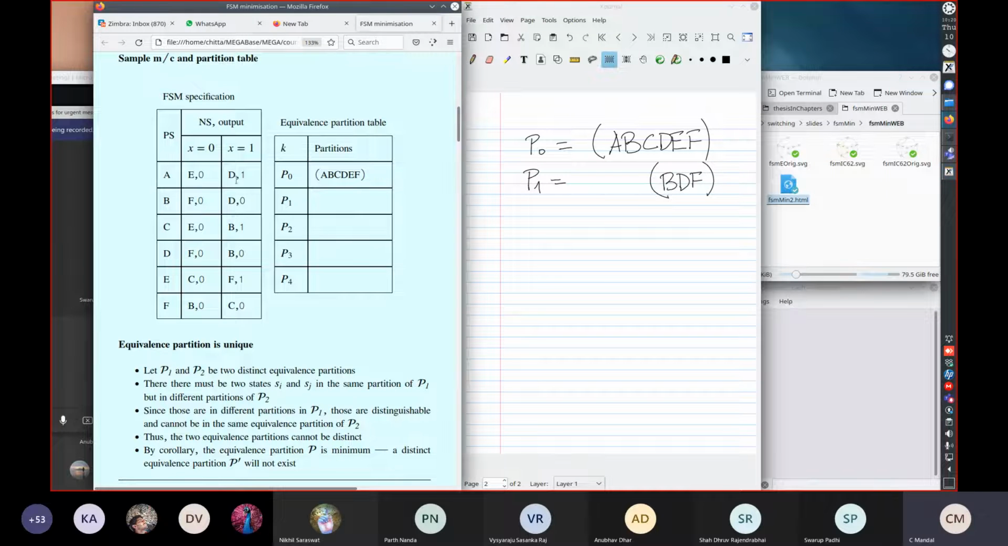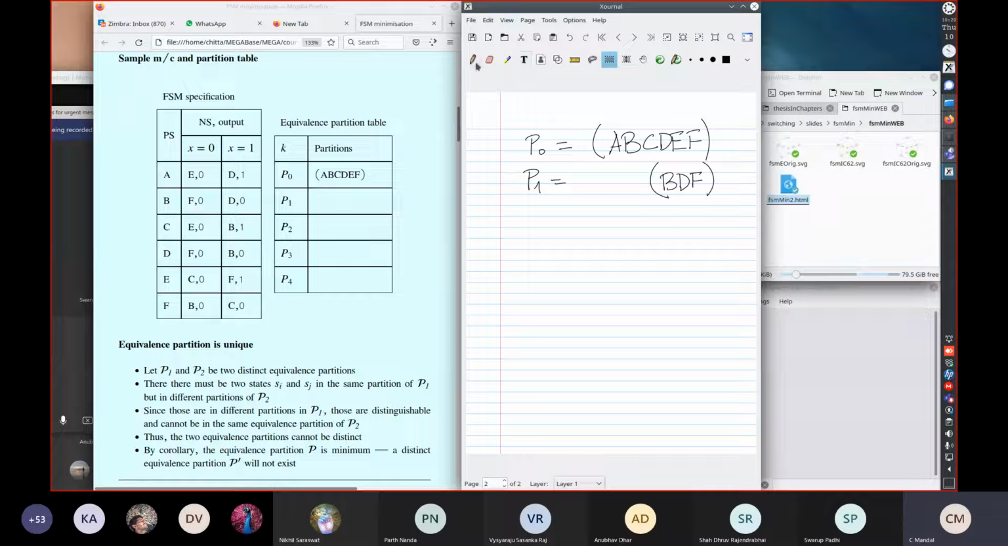B, D, and F have output 1. Okay, so let me just say that these have output 1, and the remaining ones... oh, sorry, just wait. Let me... I might have made a mistake.